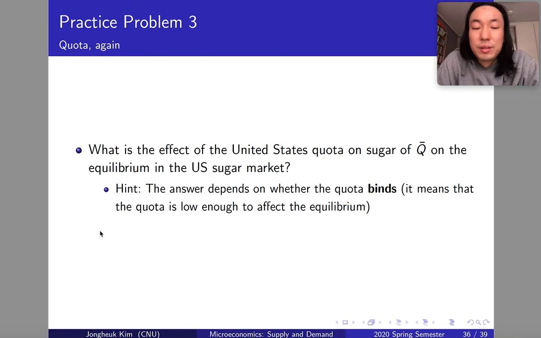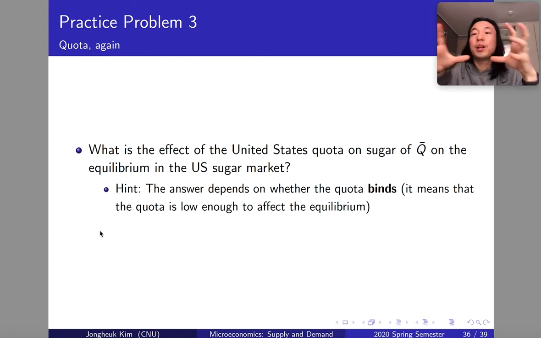Okay, so this is the situation where the United States has a quota on sugar imports. If the United States government sets up a specific amount of imported sugar at the Q bar, then what happens to the United States sugar market? Which means that American importing firms can import any foreign sugar until the total amount of imported sugar reaches the Q bar. So they cannot exceed the Q bar.